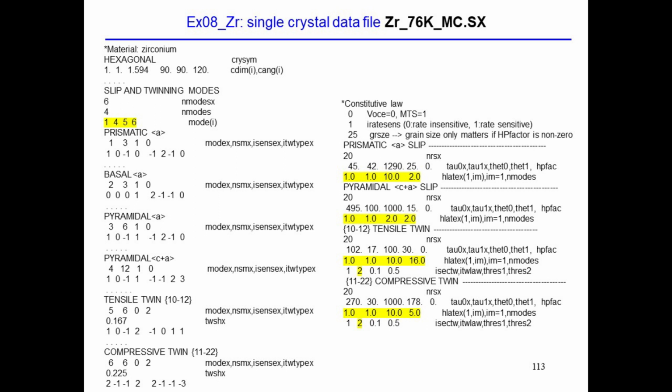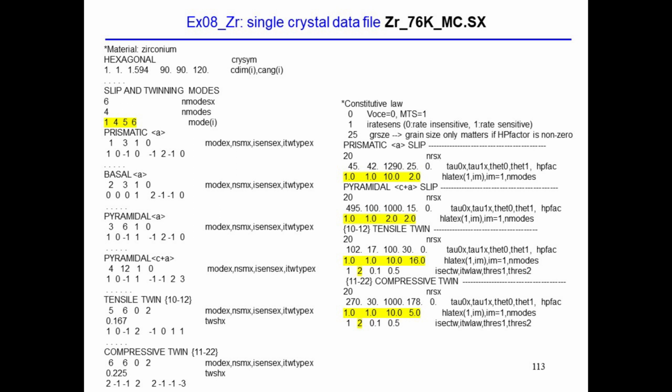Now, you wrap around, you go to the constitutive law. So we are going to run a Voce law. The grain size doesn't matter because we don't have Hall-Petch coefficients in this law. Actually, yes, we read a Hall-Petch coefficient, but it is zero for all the systems. And then these are the Voce constants, tau 0, tau 1, theta 0, theta 1, and the HSS prime coupling the different modes. This couples the prismatic with the prismatic, this couples the prismatic with the pyramidal, this couples the prismatic with the tensile twin, this with the compression twin.